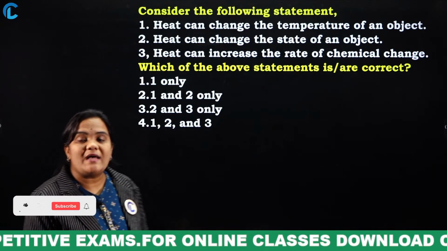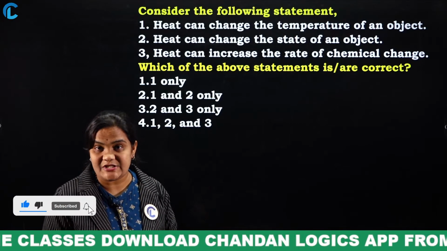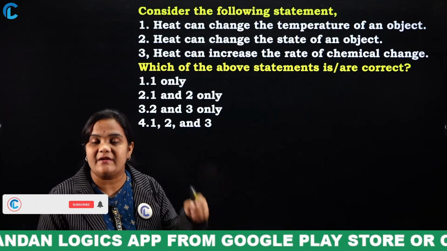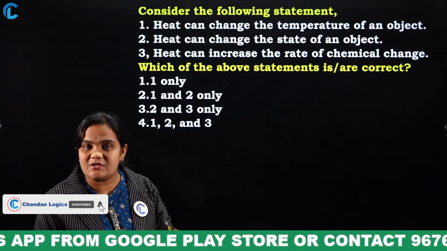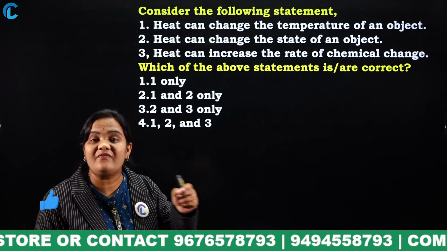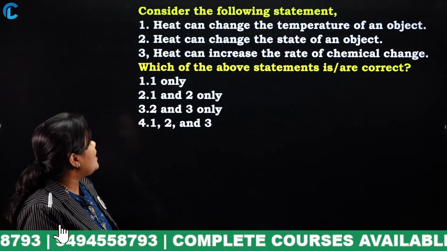And it is also known as what? This Newton's first law is also known as what? Law of inertia. And Newton's third law is also known as what? Law of reaction. Remember, Newton's first law is also known as law of inertia and Newton's third law is also known as law of reaction. Okay? Yes.